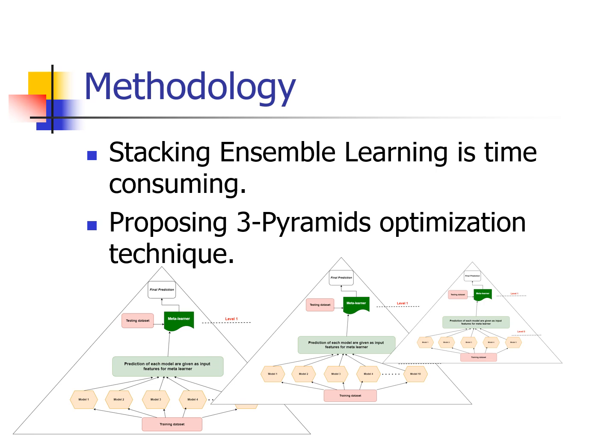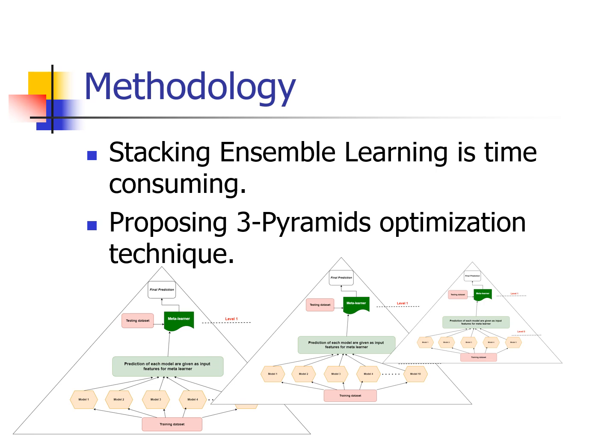The problem that we have for the stacking ensemble learning is that it is time consuming. As you can see, in our experiment, we are applying 21 machine learning techniques. So usually researchers, when they apply stacking ensemble learning, try to optimize the model to reduce the number of techniques that we are applying. So we are proposing a new optimization technique, which we are calling the 3 pyramids optimization technique.